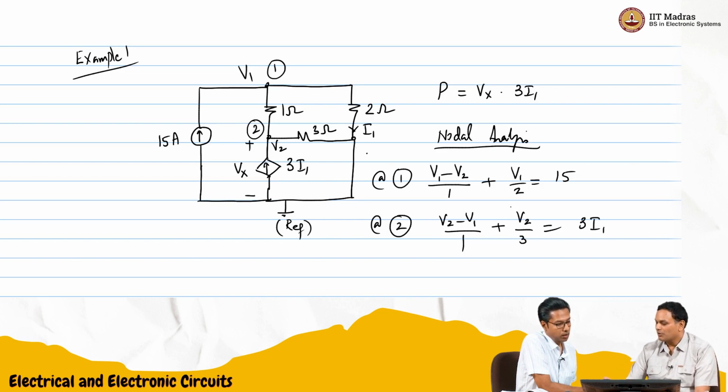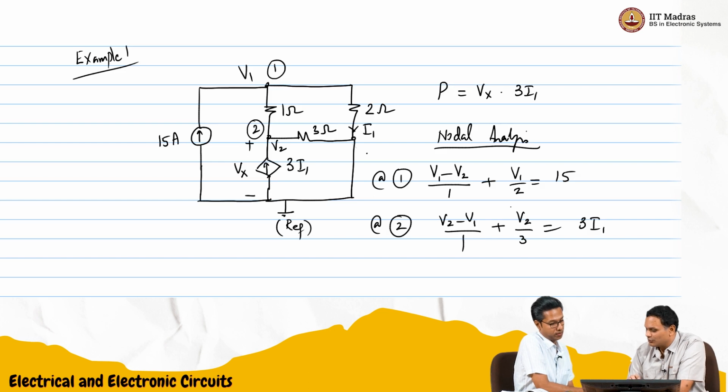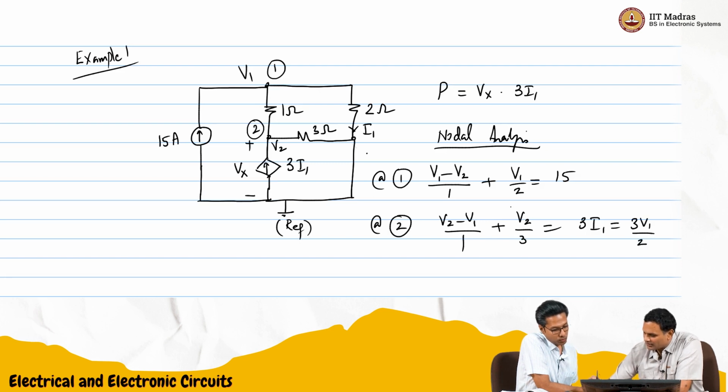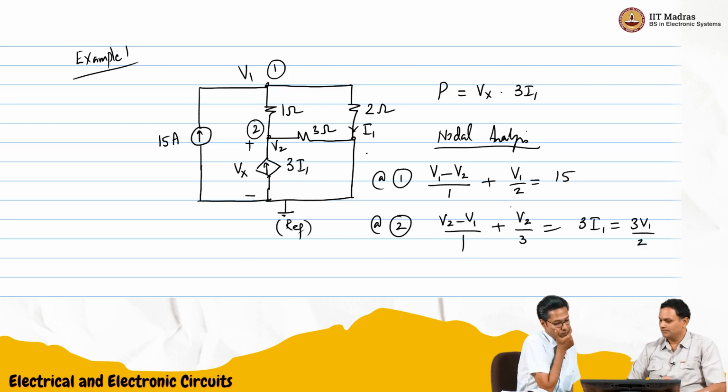Okay, we already have a problem. We have 3 variables, only 2 equations. But I1 we know from the node 1 equation. So we already know that I1 is V1 by 2. So maybe we will just write it like that. Equal to 3 V1 by 2.